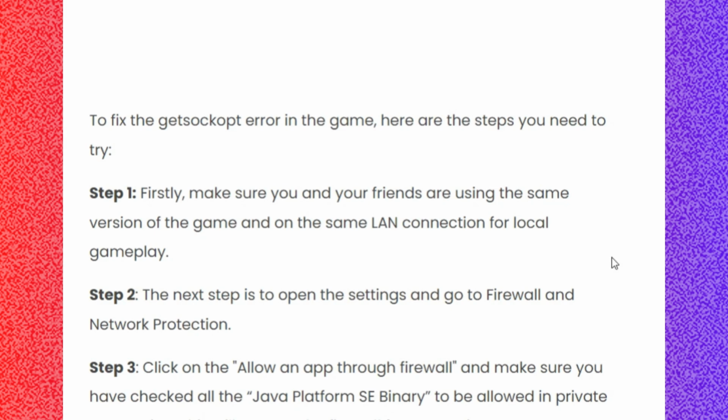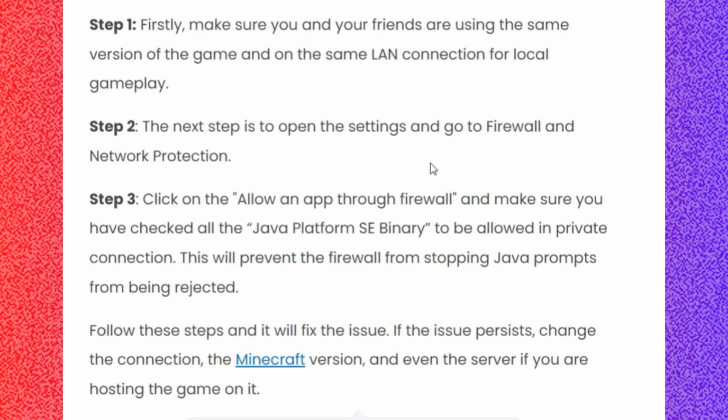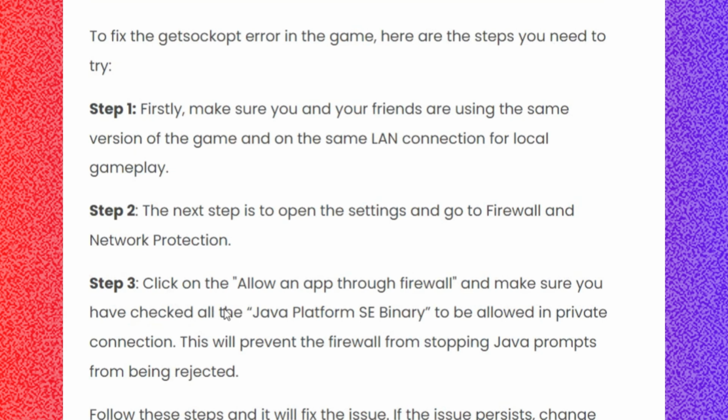Step number 2. The next step is to open the settings and go to firewall and network protection. Step number 3. Click on allow an app through firewall and make sure you have checked all the Java Platform SE binary to be allowed in private connection. This will prevent the firewall from stopping Java prompts from being rejected.